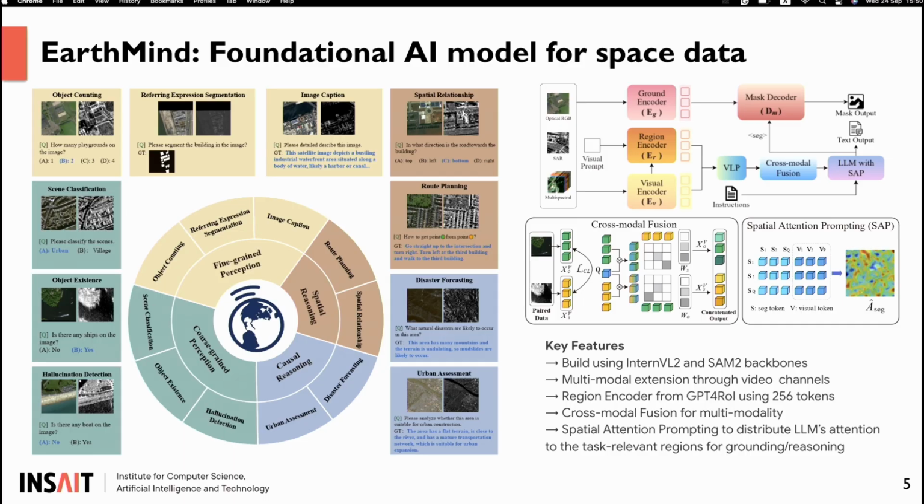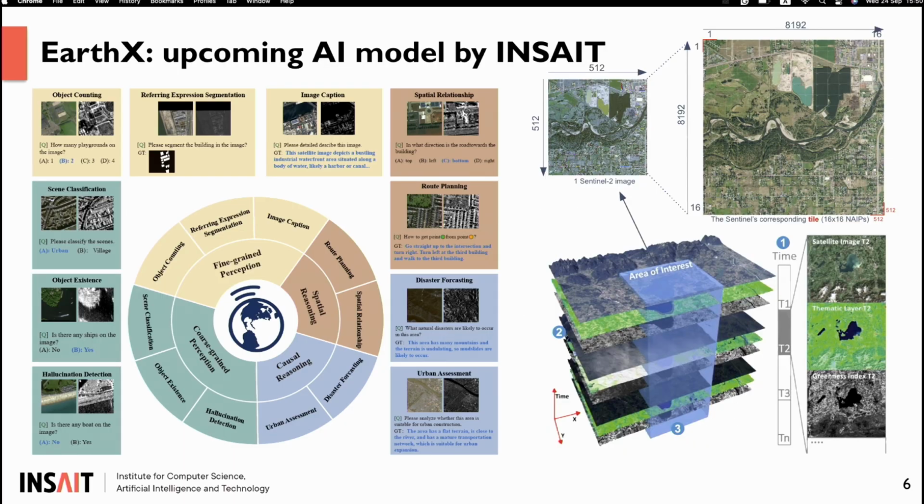This was one of the early works that we did with many collaborators, and from there we have continued addressing the limitations of this model, EarthMind, and what we call EarthX. EarthMind limits itself in regard to not being able to process temporal data successfully, as well as high resolution data. The temporal data, these are the different slices over time, with the XY axes being the spatial dimensions, and this is the time axis.